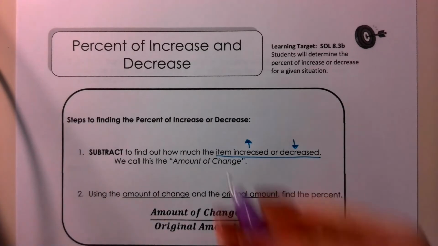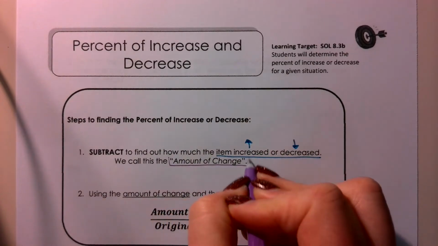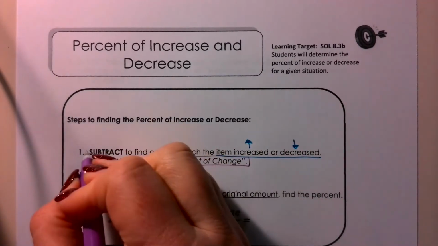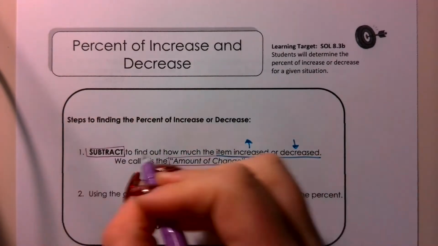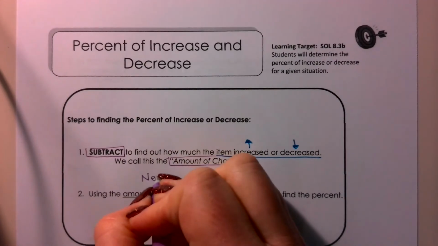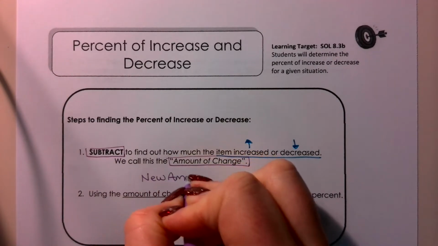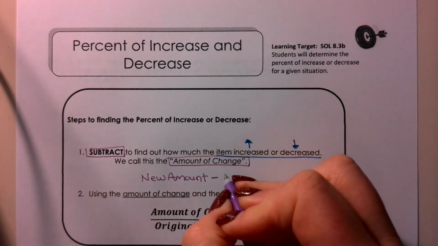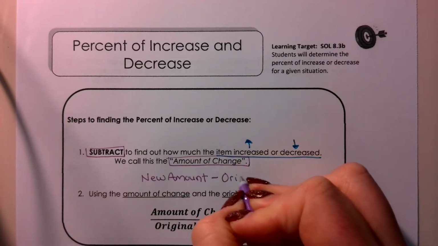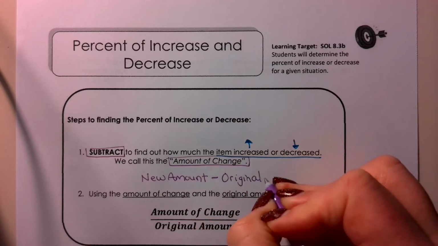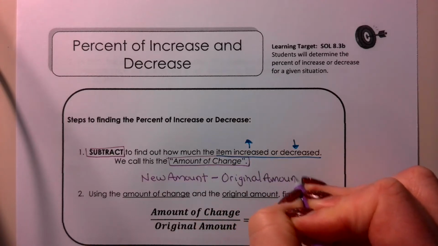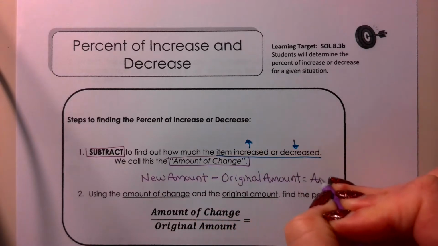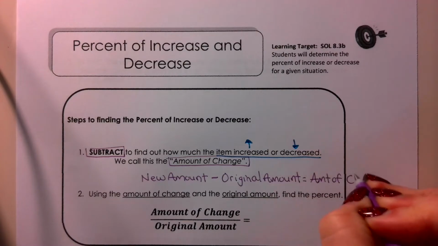And we call this the amount of change. And of course, we are going to subtract. And we want to take the new amount and subtract the original amount. And that will give us the amount of change.